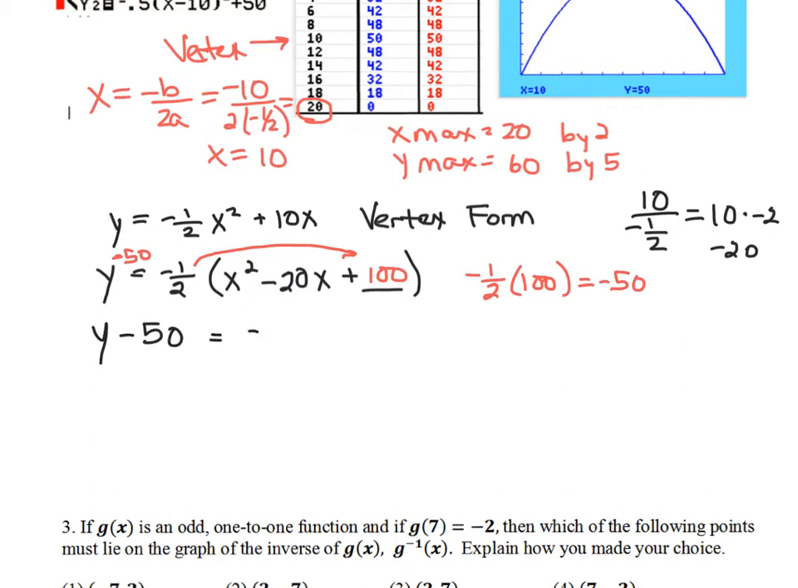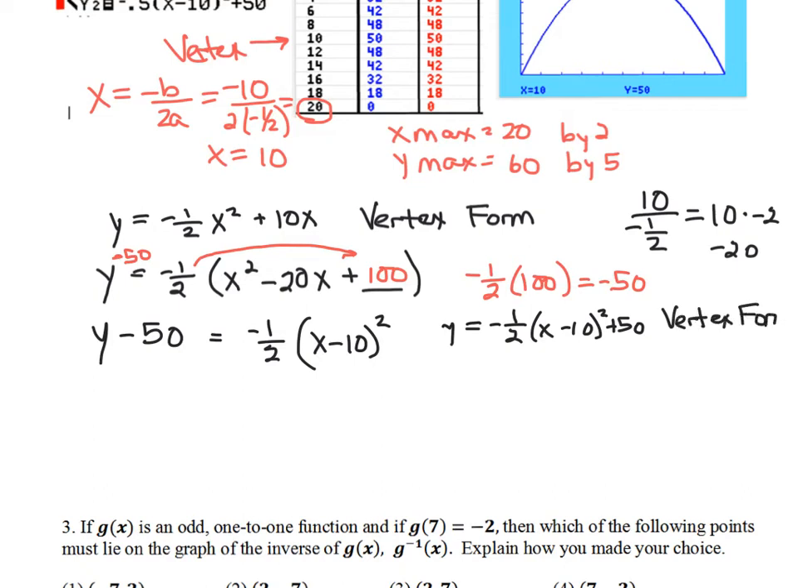I have a negative 1/2 in front of my trinomial, but I'm ready to factor that trinomial, so that's going to give me x minus 10 squared. As my last step, remember that we're going to take the 50 on the left side and move it over to the right side by adding 50. So I'm going to have y equals negative 1/2 times x minus 10 squared plus 50. This is, of course, the vertex form of the parabola.